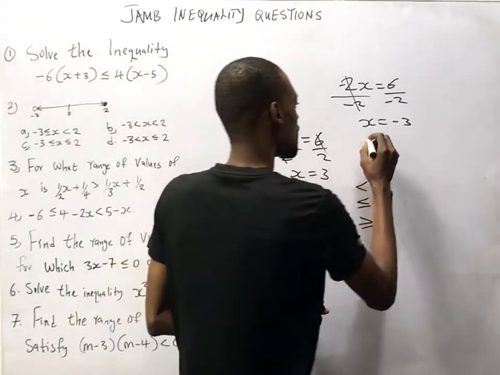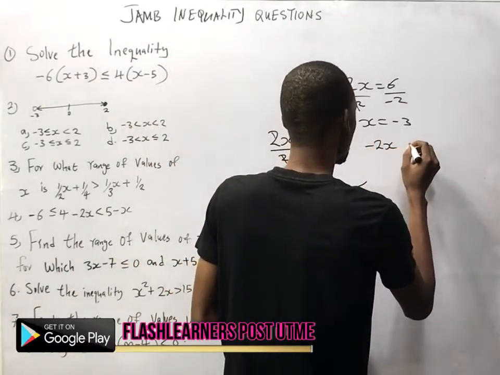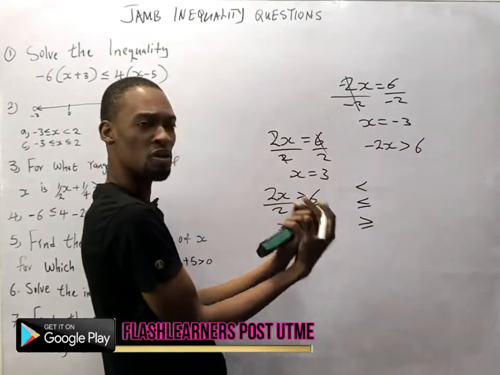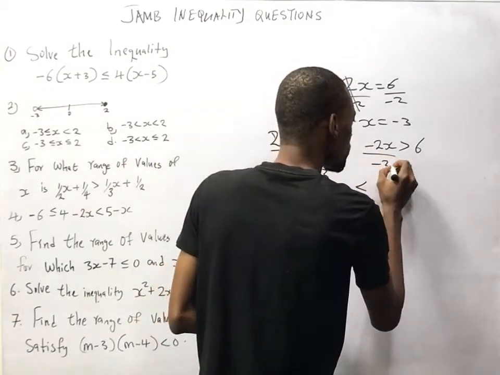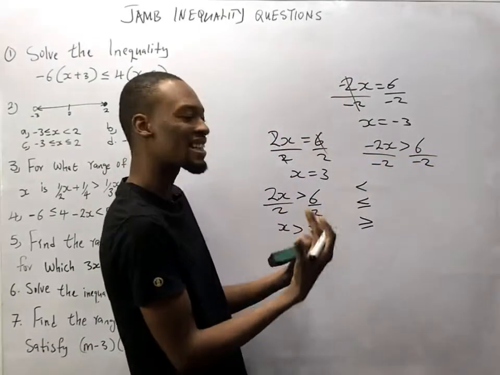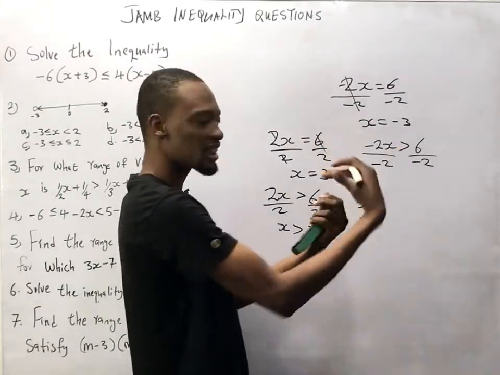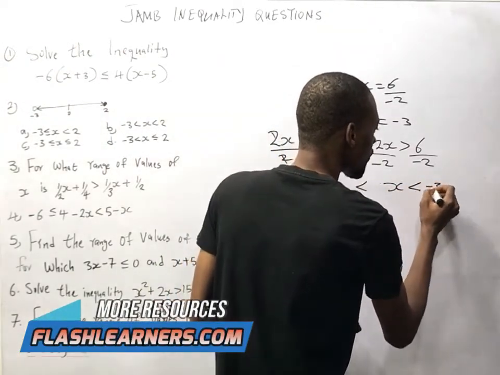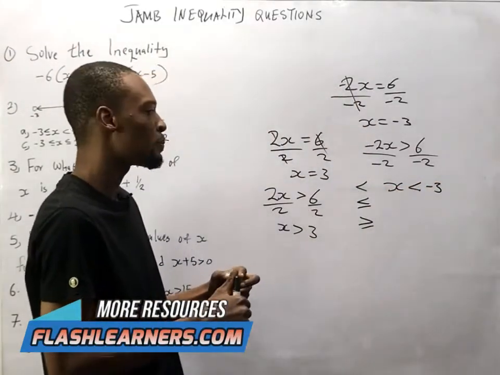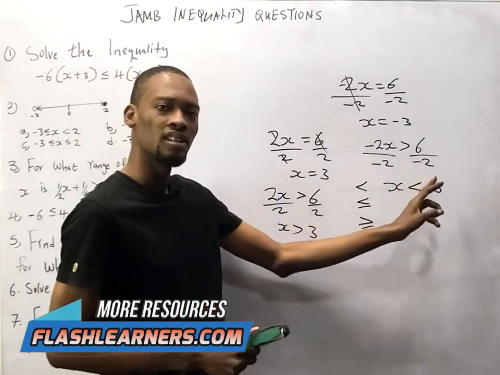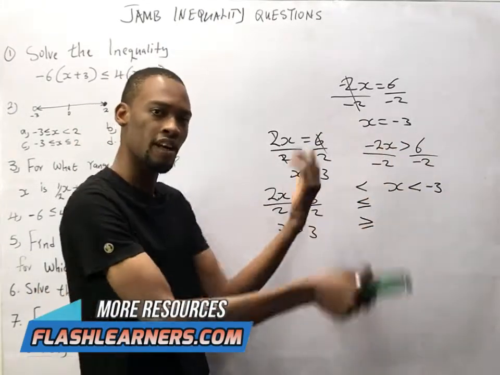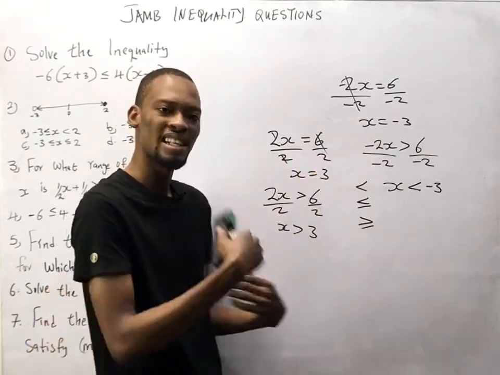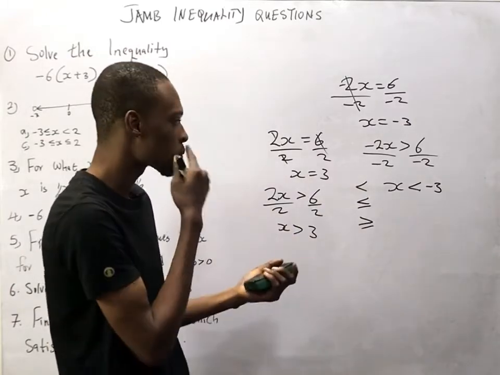In inequality, if I have minus 2s is, let's say, greater than 6, I divide both sides by minus 2 to get s. Dividing here by minus 2, dividing here by minus 2, this automatically changes the sign. So greater than becomes lesser than. So this will give you s is lesser than minus 3. So when you divide or multiply both sides by a negative number in inequality, the sign inverts. Greater than becomes lesser than. Greater than or equal to becomes lesser than or equal to. Lesser than or equal to becomes greater than or equal to.